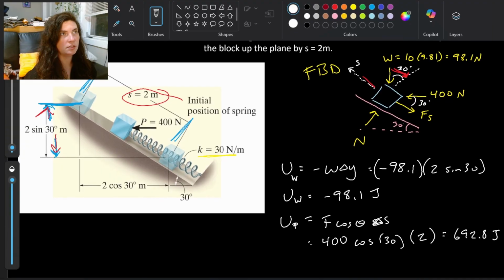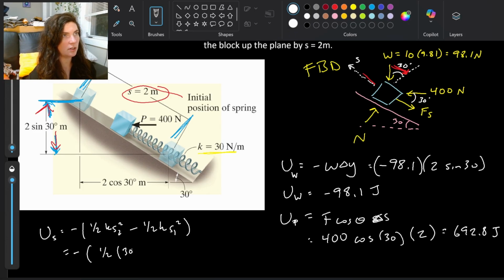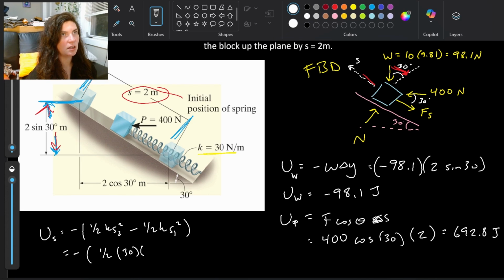Have that work of that applied 400 Newton. Now let's look at Fs. Let's go ahead and look at our spring force. So what is the work done by that spring? We had an equation for work done by a spring. It was negative 1/2 k S2 squared minus 1/2 k S1 squared. So we know our k, it's given to us in the diagram here, of 30 newtons per meter. Negative 1/2 times 30. And then what is our S2? What is our final S?